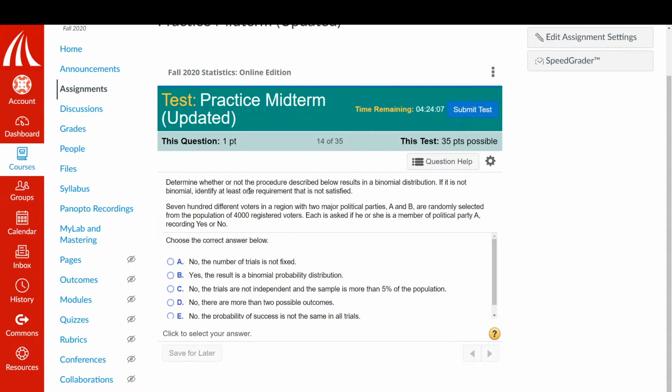Determine whether or not the procedure described below results in a binomial distribution. If it is not binomial, identify at least one requirement that is not satisfied. You know, this is the kind of question where you really just have to remember what the definition of a binomial distribution is.